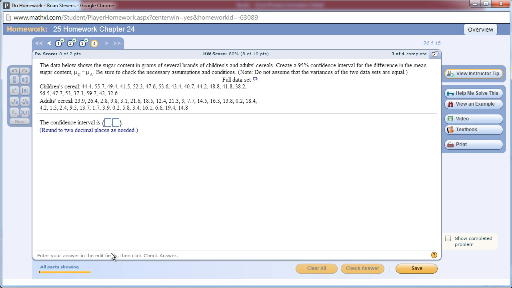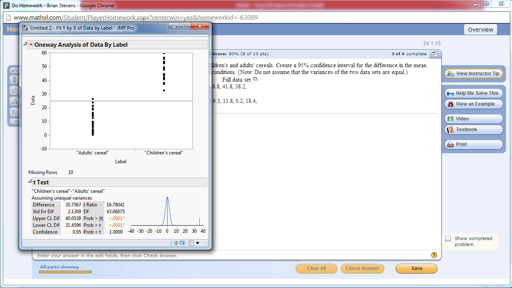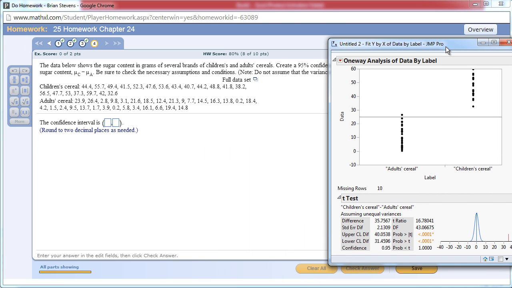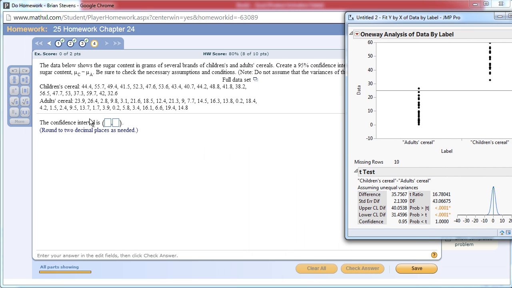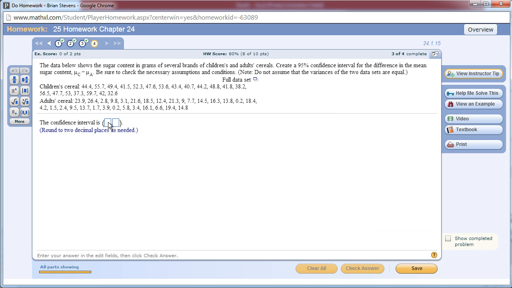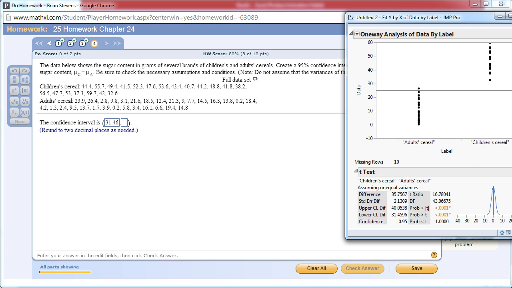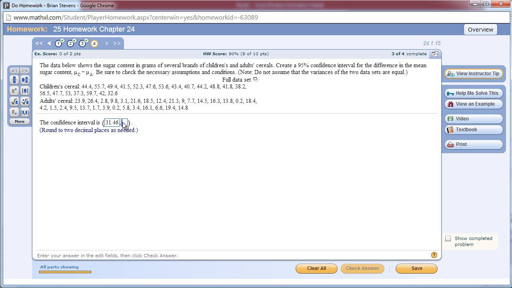Let's go back to the homework, and I'm going to be switching around here a little bit. Let's put the JMP by the side. I'm going to put it over here so I can actually click back on it. So the confidence interval goes from, we want to put the lower in first, 31.46 to, and let's go to the higher one, 40.05. Definitely. So with that in mind, we definitely do see a difference.